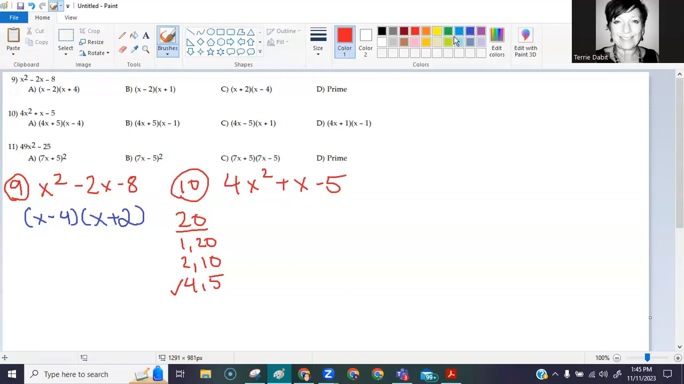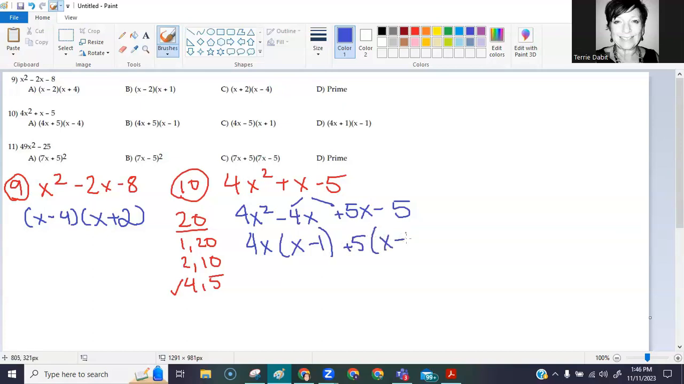So I split this. You'll see that negative 4 plus 5 will give me the 1 that I need. And then I use factor by grouping, and I will be able to finish solving this problem. I'm going to pull out a 4x on the first two terms. That leaves me with x minus 1. And then I'm going to pull out a positive 5 on the right side, and that leaves me with x minus 1. So there's your final answer, the 4x plus 5 times the x minus 1.